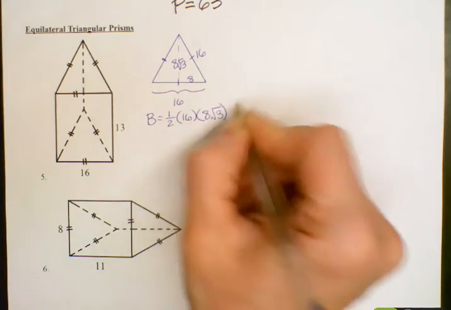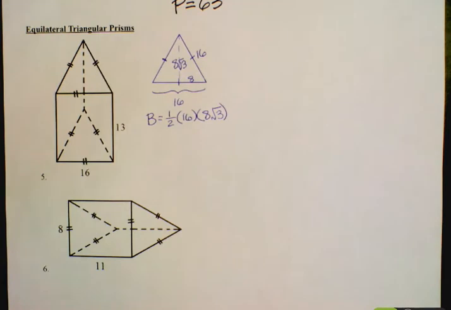And we know that the square root of 3 is an irrational number, which means it doesn't have a decimal that's going to work very well for us. We'd have to round it. That decimal is going to go on forever.